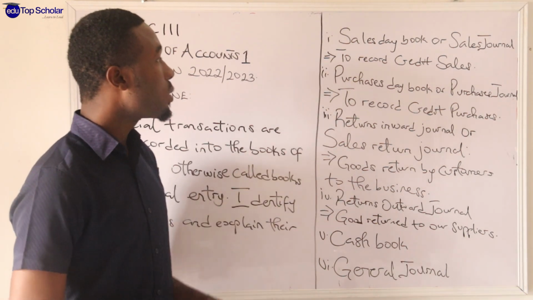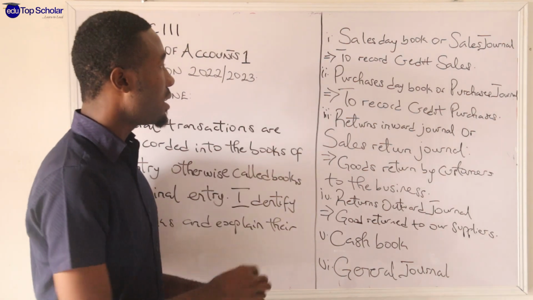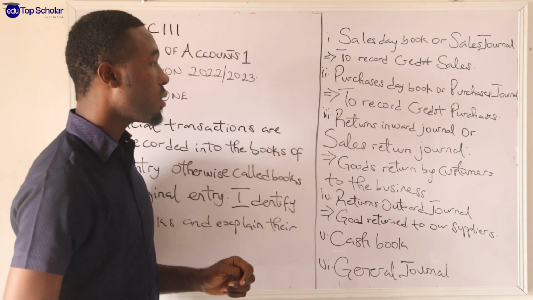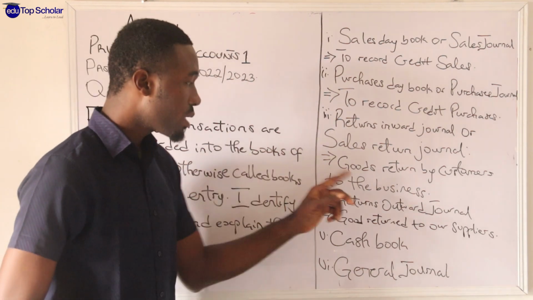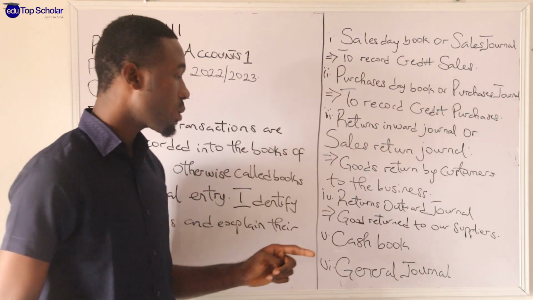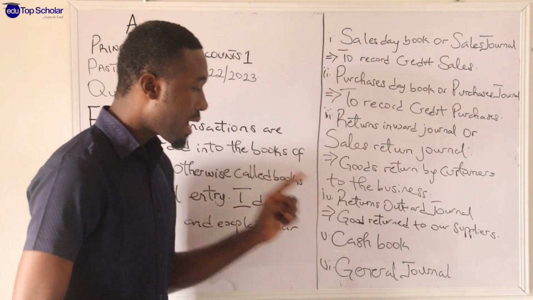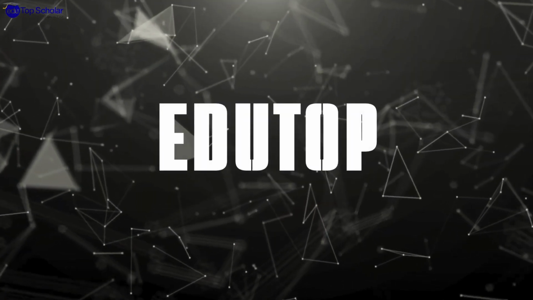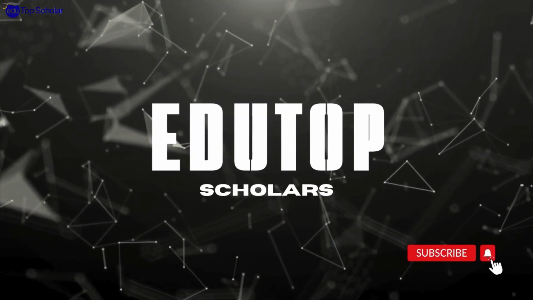So for exam purpose, if you can highlight all of this: sales day book, purchase day book, returns inward journal or returns inward day book, the returns outward journal or the returns outward day book, the cash book, and the general journal. With one of these functions each, you are fine. You will get your full mark.